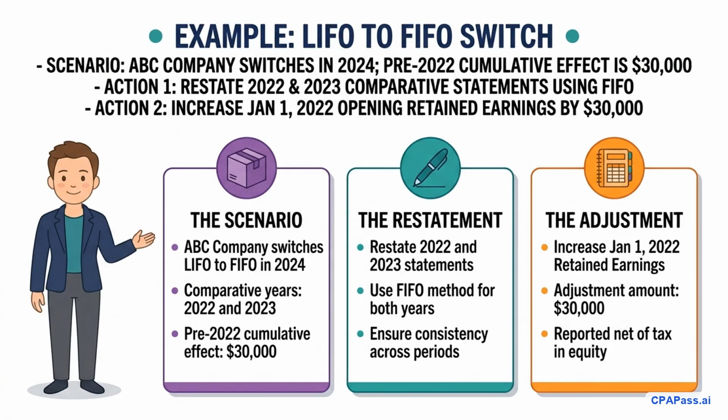To account for this change, ABC must take 2 primary actions. First, it must restate the comparative financial statements for 2022 and 2023 using the FIFO method. Second, ABC must increase the opening balance of retained earnings on January 1st, 2022 by $30,000 net of tax. This adjustment ensures the comparative statements are perfectly consistent and the pre-2022 cumulative impact is correctly reflected in equity.